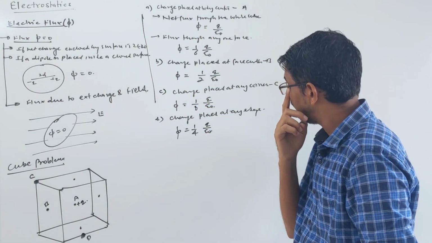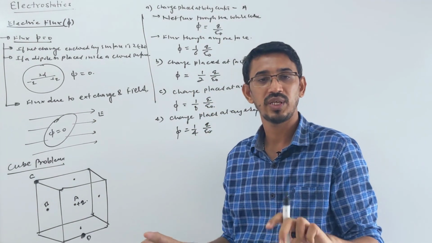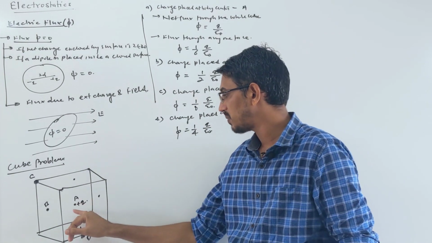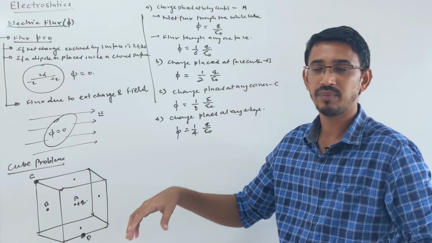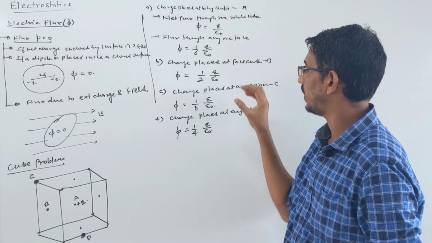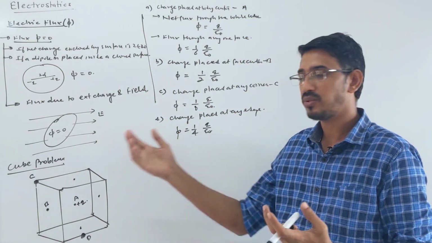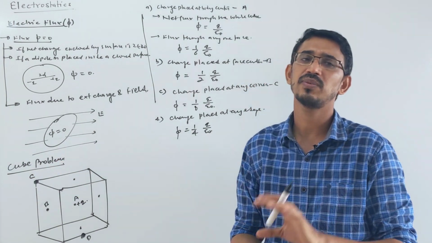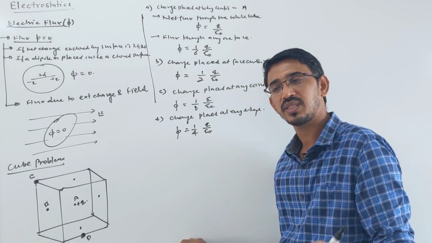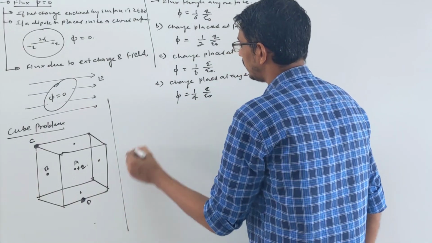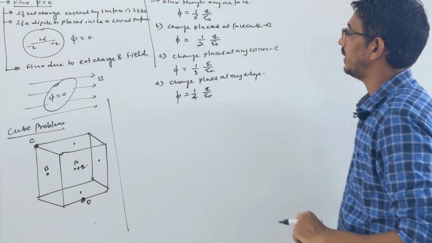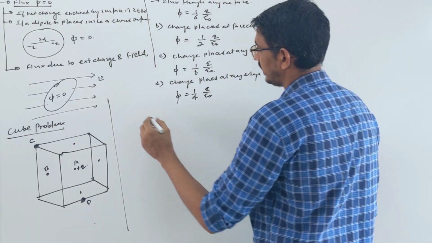And in a question they can ask about 2 charges or 3 charges placed at the same time, 1 charge placed at the center, 1 charge placed at the corner, right? Then they ask what is the net flux coming? So due to the center plus due to the corner, you have to add them. If a negative charge is given, you have to subtract. Flux is a scalar. Positive charge, positive flux; negative charge, negative flux. That's all, right? So this is your cube problem. And they ask this type of question also.